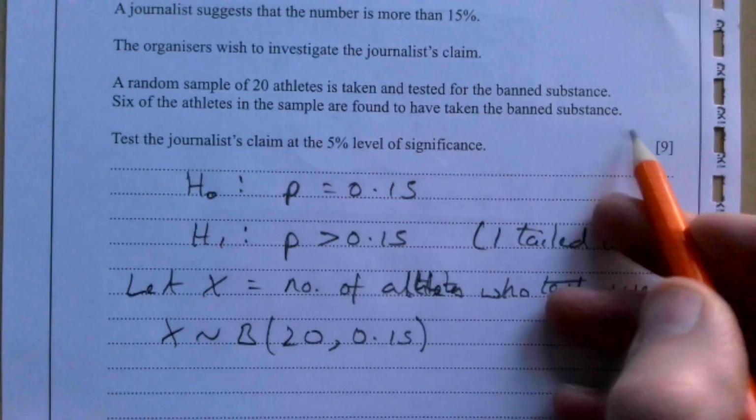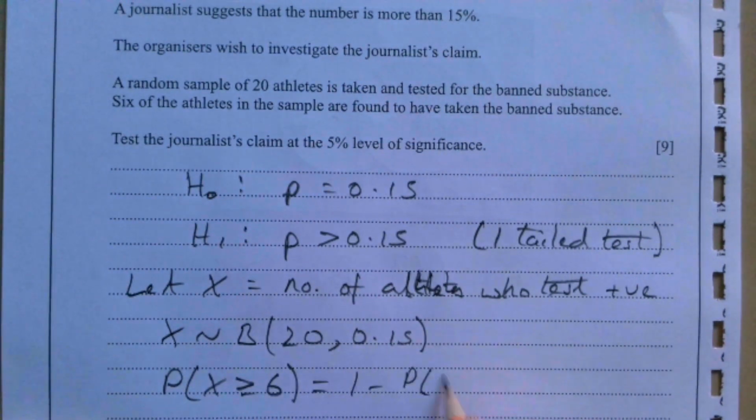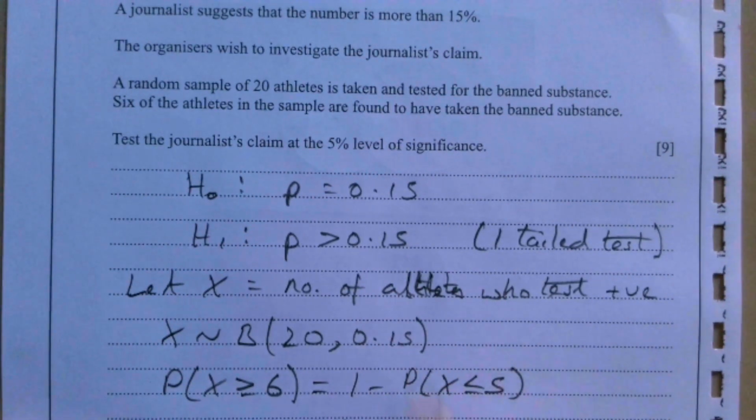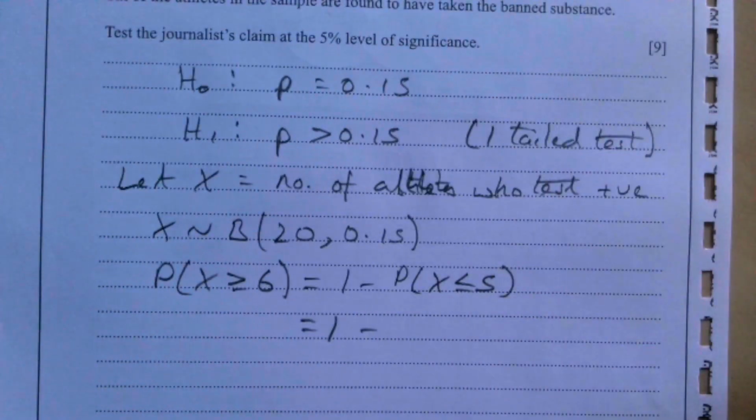6 of the athletes were found to have taken it, so we want to work out the probability of x greater than or equal to 6. That's the same as 1 minus the probability of x less than or equal to 5. You can sit and write all these things out, but these days with our calculator we should be able to work that out. So let's see if we can bring this up on our calculator.